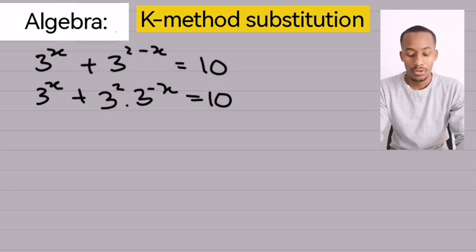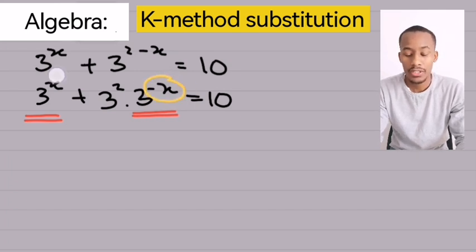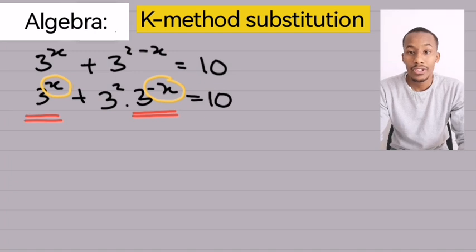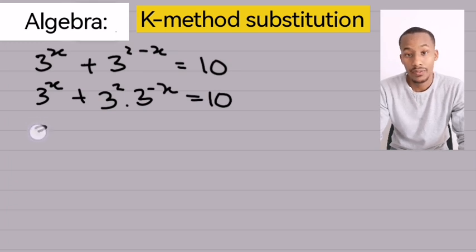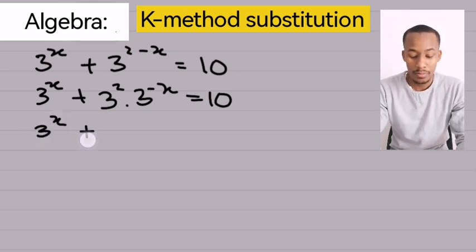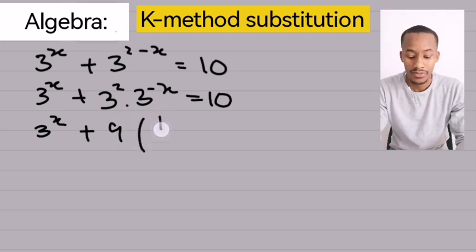Okay, so usually what I would do is take out a common factor, but here we have 3 to the power of x and 3 to the power of negative x, and they are not alike, so I can't take out a common factor. So instead, I'm just going to simplify this a different way. The 3 to the power of 2, I'm going to write as 9. And the 3 to the power of negative x, I'm going to write as 1 over 3 to the power of x.